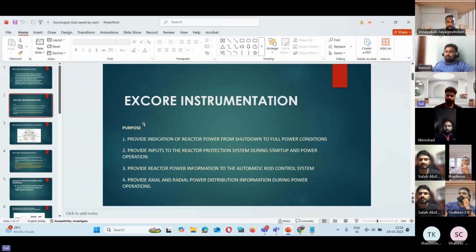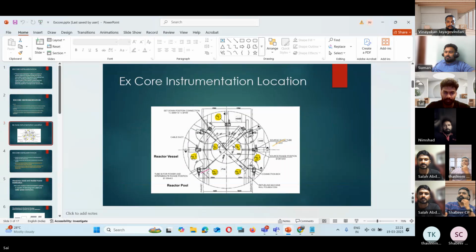Going to the third slide. Is it visible? Yes. So you can see those yellow highlights. These are the locations where the ex-core instrumentation systems are located. Going to the next slide.